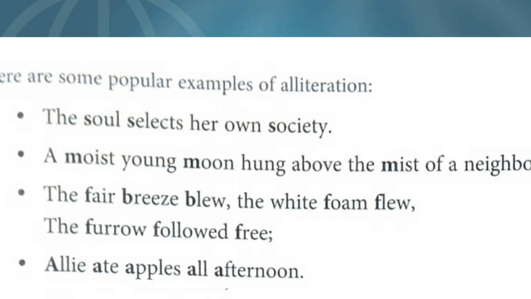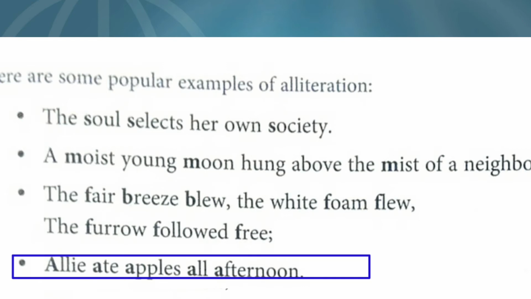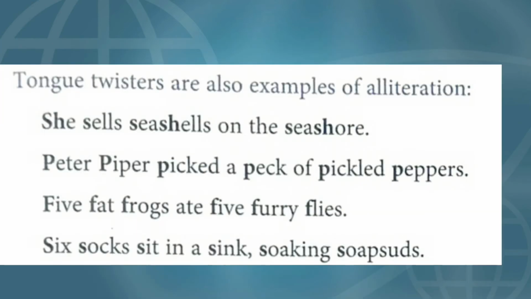Ali ate apples all afternoon. All the words have the same beginning sound. Ali ate apples all afternoon. Look at the last example. In the last example, the repeated sound is a vowel. It's not a consonant, but it is very, very rare. So 90% of alliteration sound is consonant only. Only in very rare situations do we use vowel sounds for alliteration. So look at the next examples.